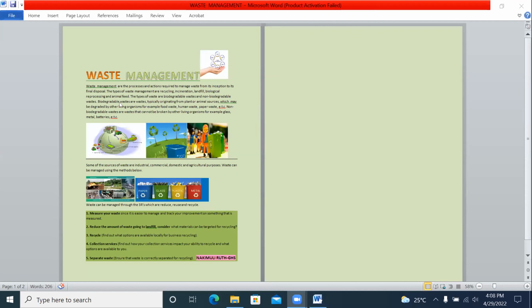Biodegradable wastes are waste typically originating from plant or animal sources, which may be degraded by other living organisms, for example, food waste, human waste, paper waste, etc. These biodegradable wastes can rot and be decomposed, which can support plant growth because they form humus. And there are also non-biodegradable wastes.